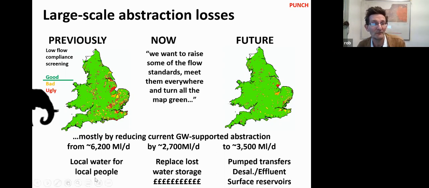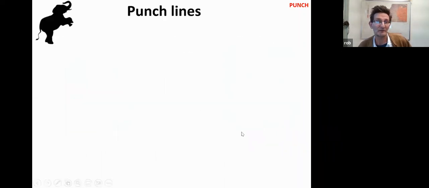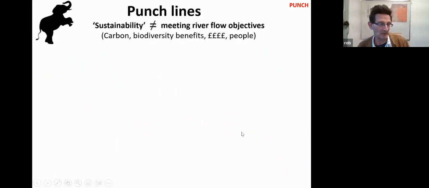And we're moving from a system of local water for local people in terms of groundwater storage under our feet. And we have to replace all of that before we even start to get more resilient for the future. So we have to build lots more pumped transfers, desalination, effluent recycling, all expensive operationally and to build, and more surface water reservoirs just to stand still before we can get more resilient for the future. So that's really the punchline.